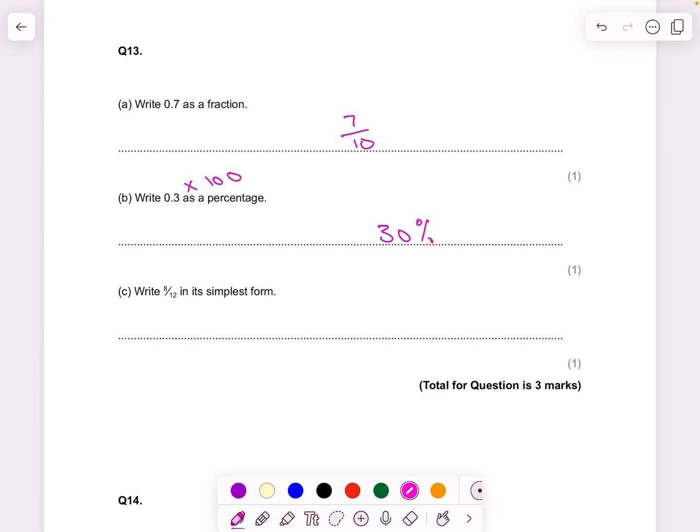Write 8/12 in its simplest form. So 4 is the biggest number that goes into both 8 and 12. So that gives us 2/3.